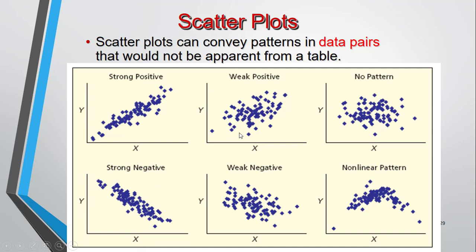In this case, we call it weak positive. It's positive, but not as strong. This is a weak negative. It's negative, but it is weak. And this one we call no pattern. And this one we call a nonlinear pattern. It kind of has some other patterns involved. Okay? These are the scatter plots.